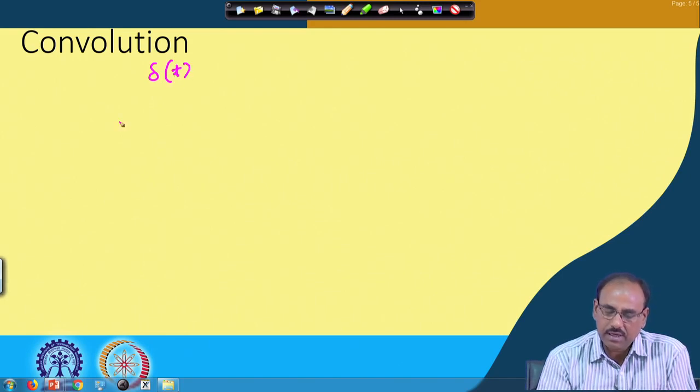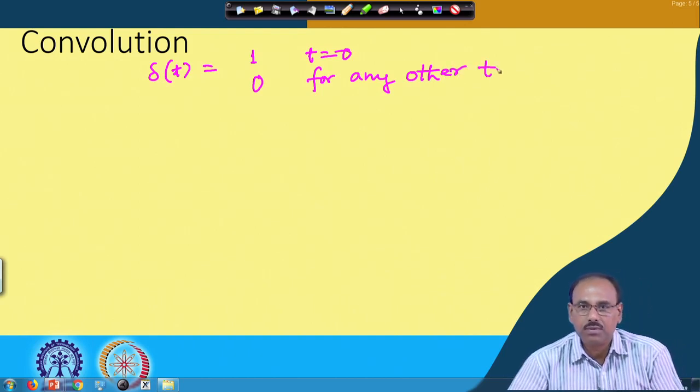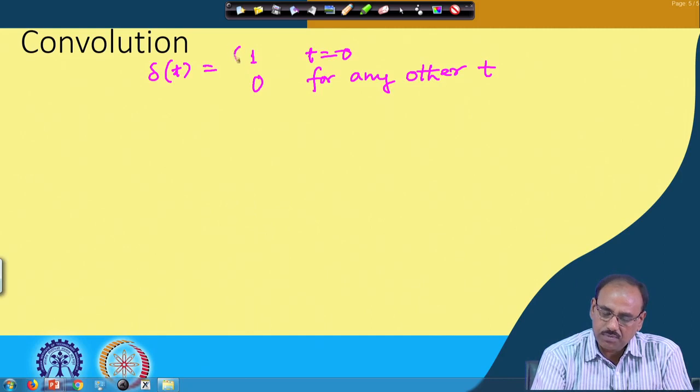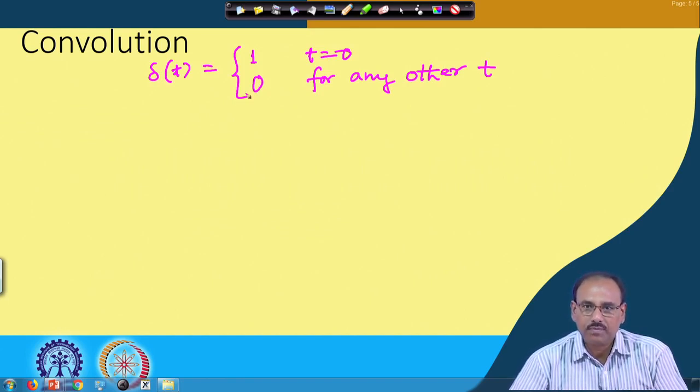An impulse delta(t) is equal to 1 when t is equal to 0, and this is 0 for any other t, or t is not equal to 0. So, only at t equal to 0 delta(t) will be equal to 1, and for any other value of t where t is not equal to 0 delta(t) will be equal to 0. Okay. So, this is what is an impulse. So, given a linear time invariant system, the response of the system to an impulse is what is known as impulse response.